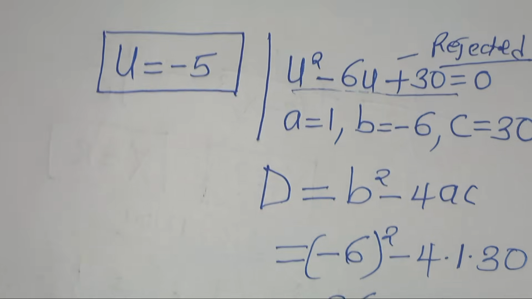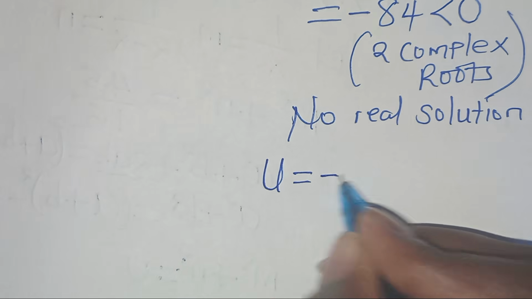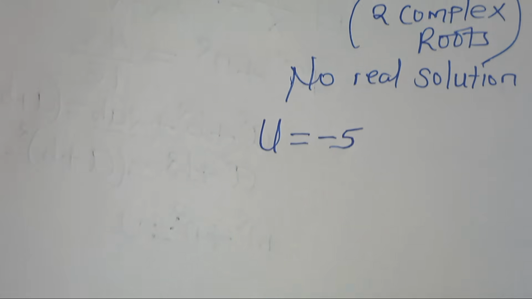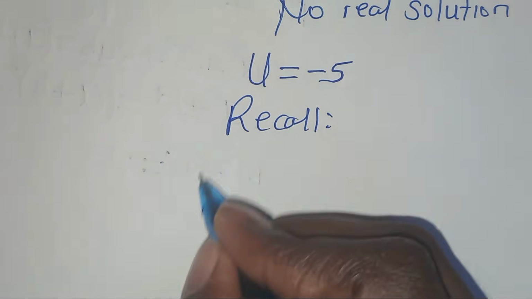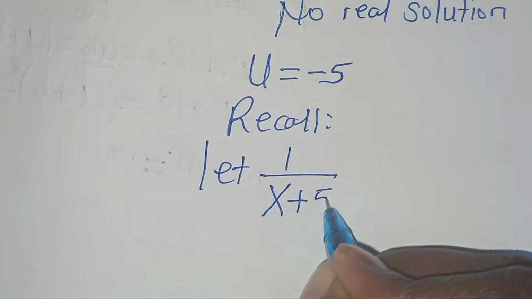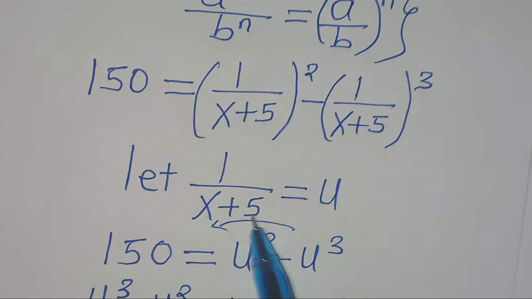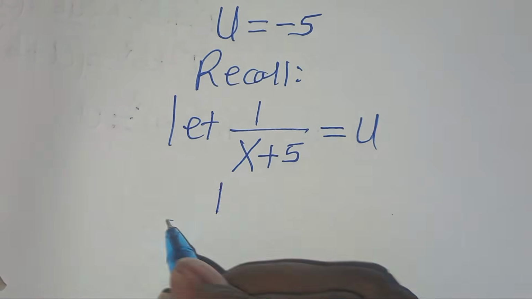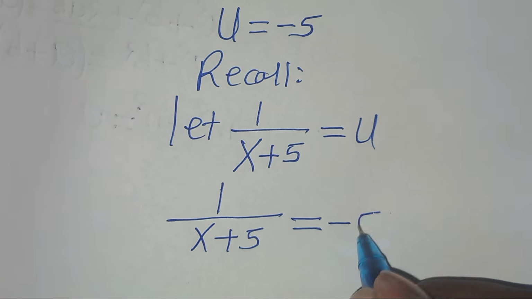So let's focus on u, which is equal to negative 5. Now, if you recall, we have seen that we let 1 over x plus 5 be equal to u. So let's substitute the value of u. This is 1 over x plus 5, which is equal to negative 5.